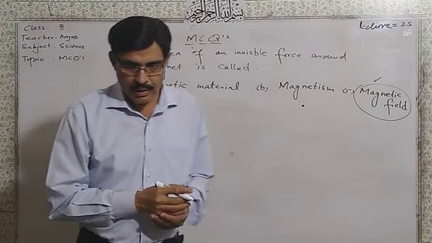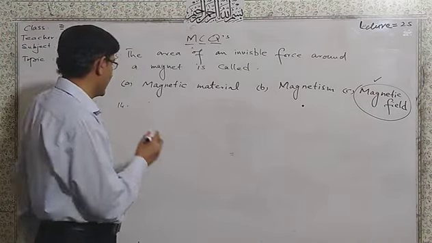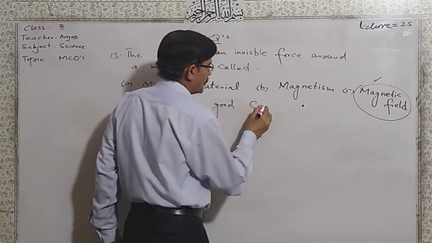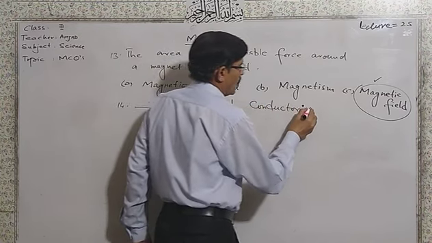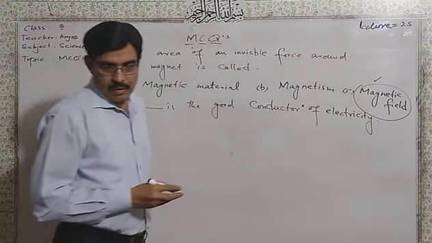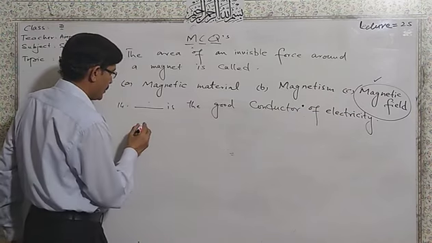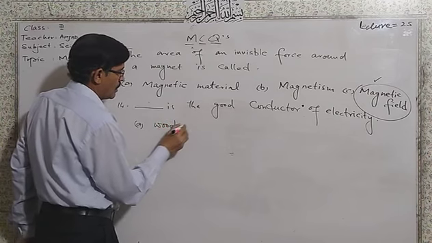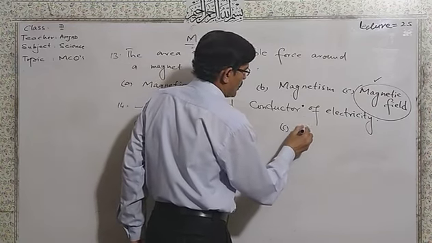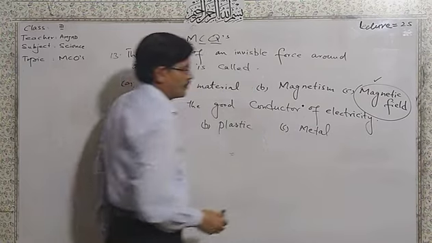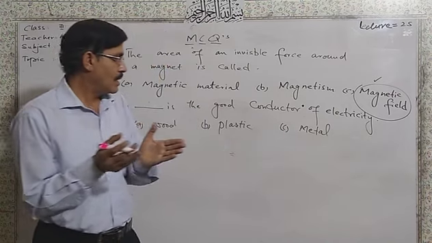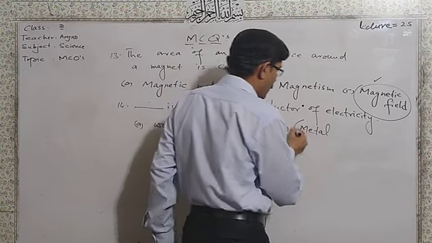Number 14. Dash is the good conductor of electricity. We got the options here: wood, plastic, metal. What is a good conductor? Only metal. The things which are made of metal or iron are good conductors.